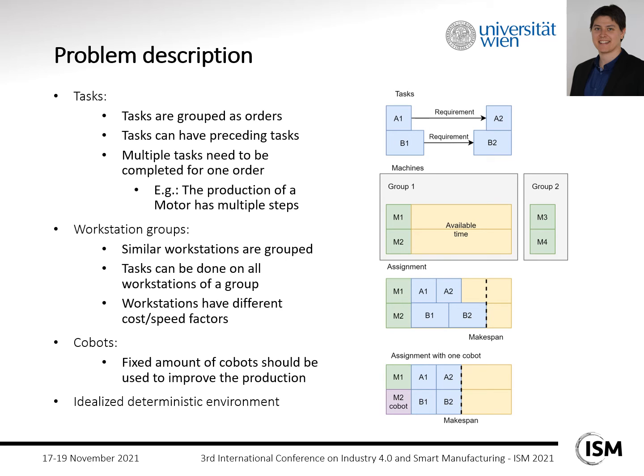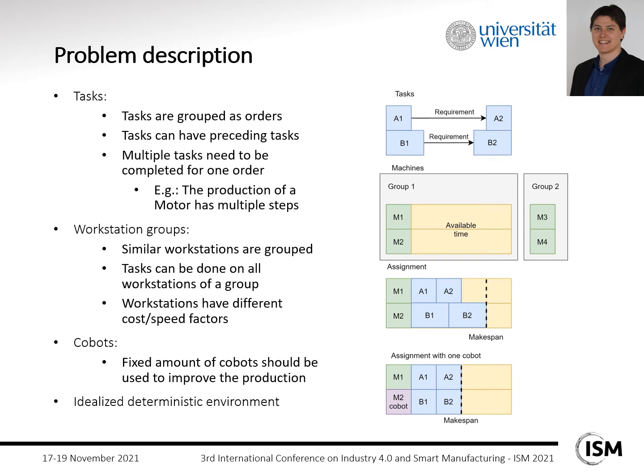The problem that we try to solve is similar to the basic job shop scheduling problem that I described before. Tasks are grouped as orders and can have preceding tasks. Similar workstations are grouped and tasks can be done on all workstations of such a group. Each workstation has a speed and a cost factor that change how fast a task can be produced on this machine and how much the production costs. A fixed amount of cobots should now be assigned to the workstations to improve the production.